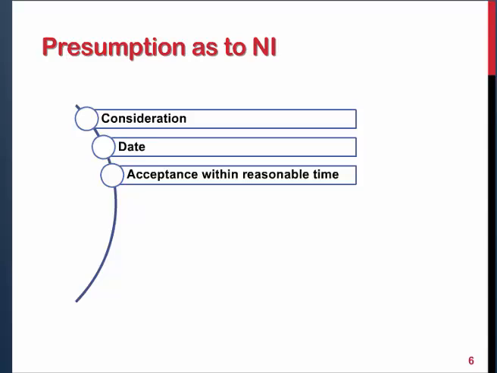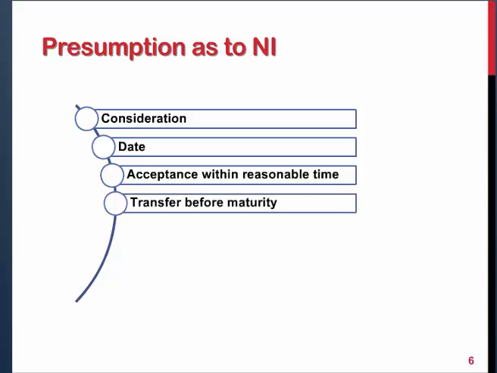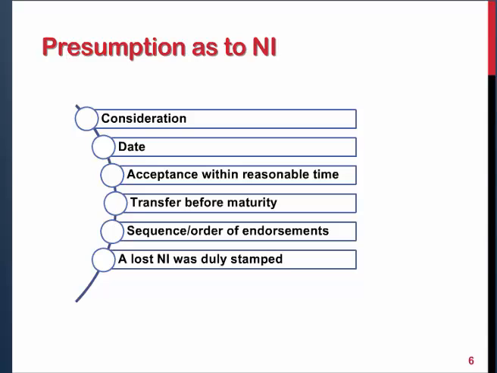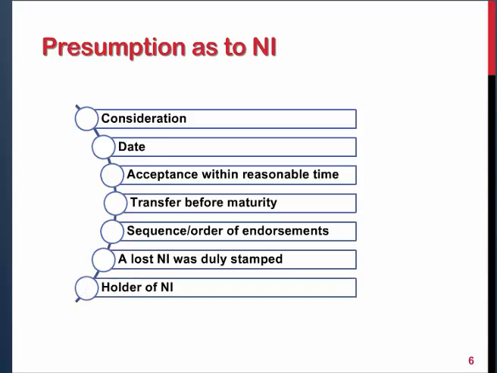Third, that every bill of exchange was accepted within a reasonable time after its date and before its maturity. Fourth, that every transfer of a negotiable instrument was made before its maturity. Fifth, that the endorsements of negotiable instruments were made in the same order as they appear on the instruments. Sixth, that a lost negotiable instrument was duly stamped. Last but not least, that the holder of a negotiable instrument is a holder in due course.